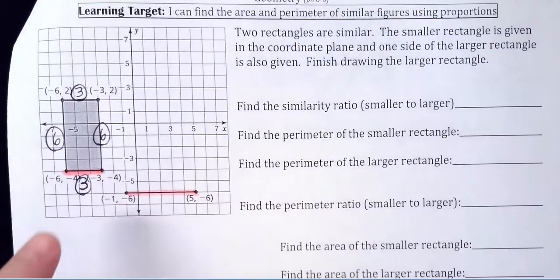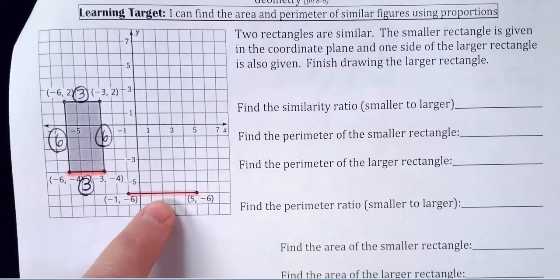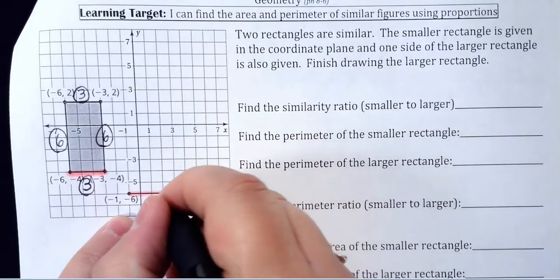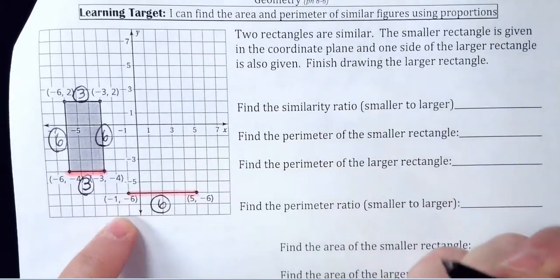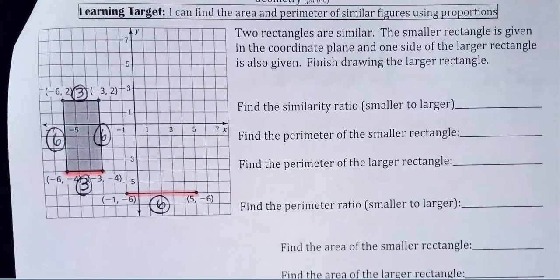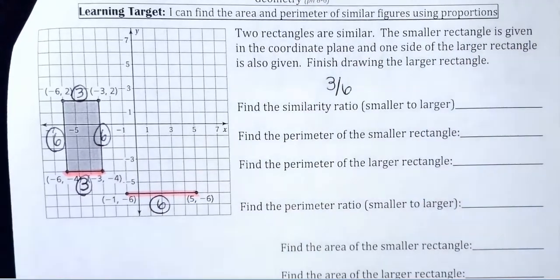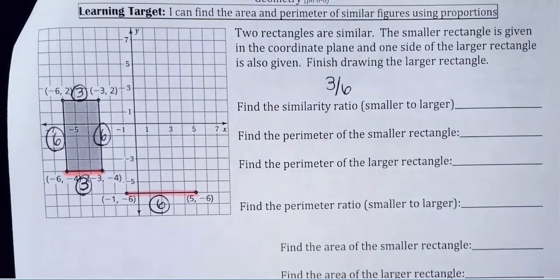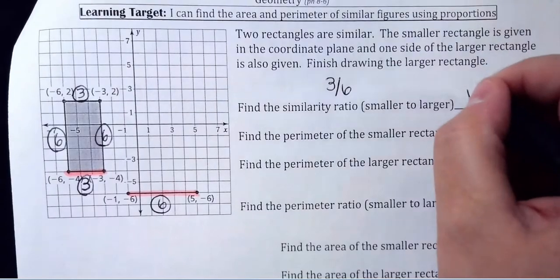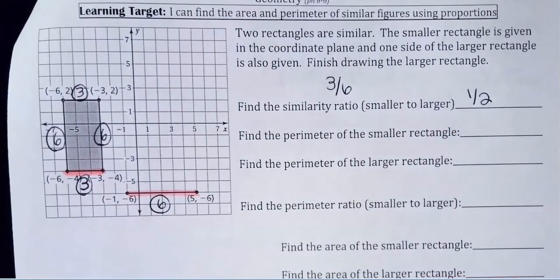Okay, so if this is 3, you guys can count this segment here. This is 6. All right, so those two sides would correspond to each other. So I could just write from there. This question asked me for the similarity ratio. So 3 over 6, I'd want to make sure we reduce that before I write it on the line. So 3 over 6, smaller to larger, reduces to 1/2.